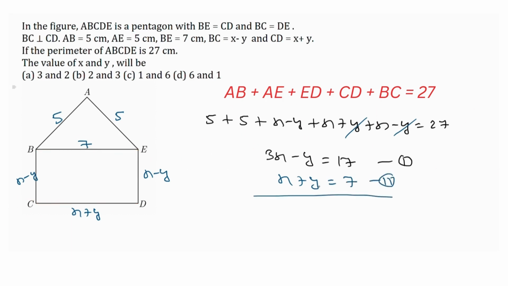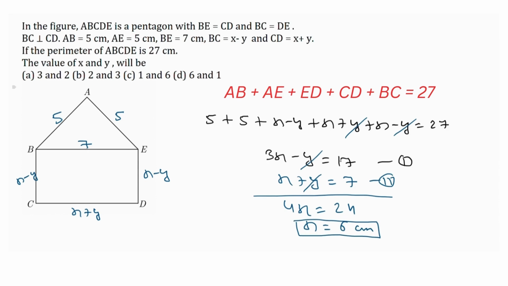So on adding these two equations, we say that y and negative y get cancelled, and 3x plus x is how much? 4x. So 4x is equal to 17 plus 7, which is how much? 24. That will give you the value of x, which is 24 divided by 4, how much? 6. That is 6 centimeter. We got the value of x.